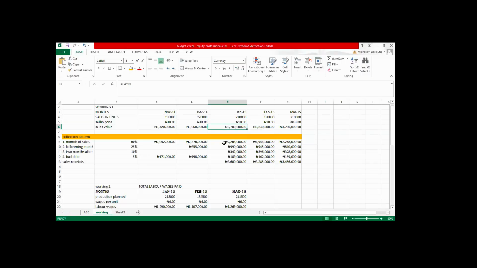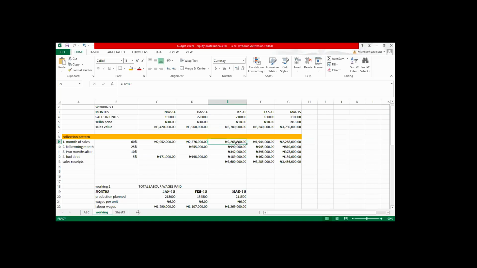We now come to January. In January, you made sales of 3,780,000. That same January, you are going to collect 60%. Please compute. 2,268,000. If you check first month, under January, you have the figure there.